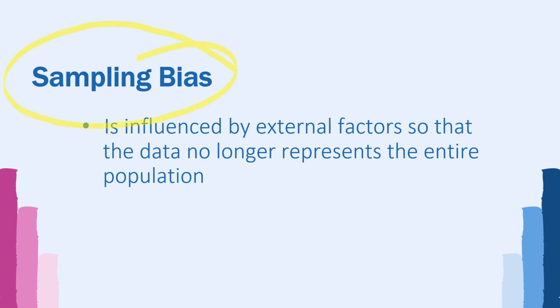Then sampling bias. Your sampling bias is influenced by external factors in such a way that the data no longer represents the entire population. Okay, in the same way, in my example earlier, if you will be pulling out only respondents from the center of the barangay and not from the mountainous provinces, you're having a sampling bias. You are not getting the information from other parts of the locality. You're not getting information from other parts of the community. Okay, so you will have a sampling bias.